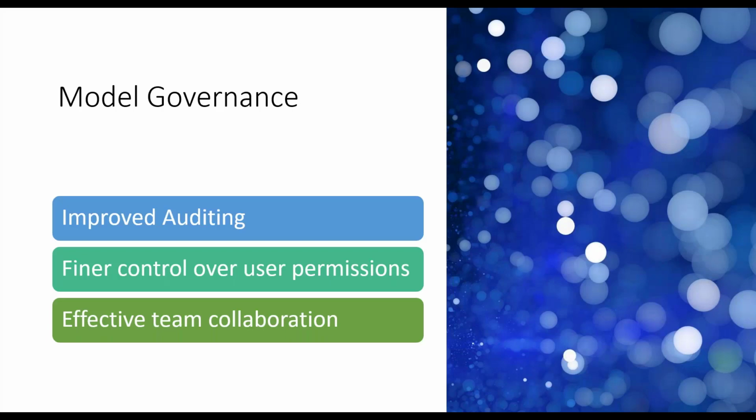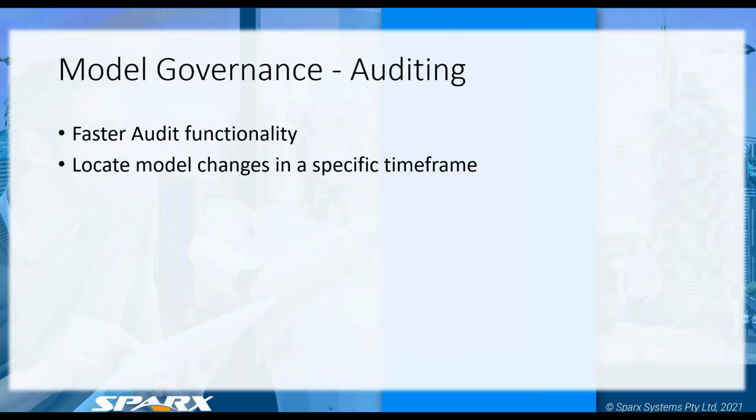Back to Enterprise Architect 16. A few areas around model governance have been updated in EA, specifically around auditing, user permissions, and team collaboration as well. So from an auditing perspective, we've gone through and rewritten a lot of the back end of the auditing stuff, so it's much faster now. So, which is always a good thing.